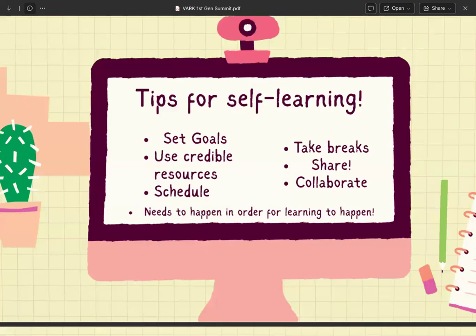Here are some tips for self learning. It's important to set goals, use credible resources, make a schedule, take breaks, share your information with others, and collaborate with other people. These all things need to happen in order for learning to happen.